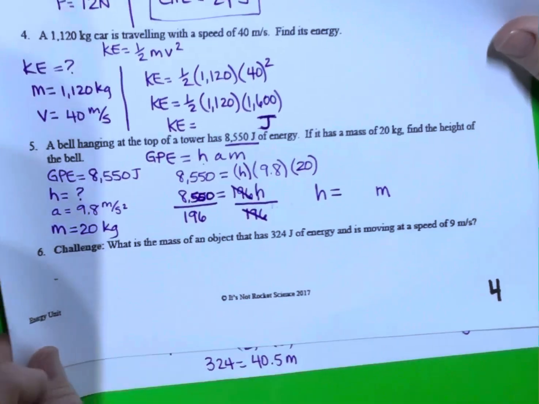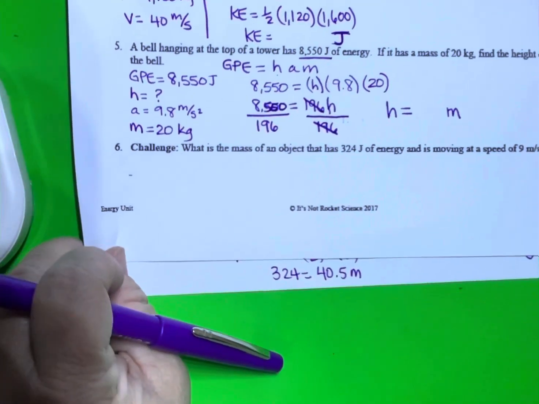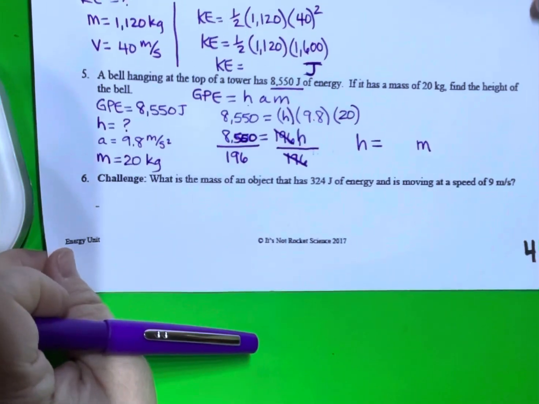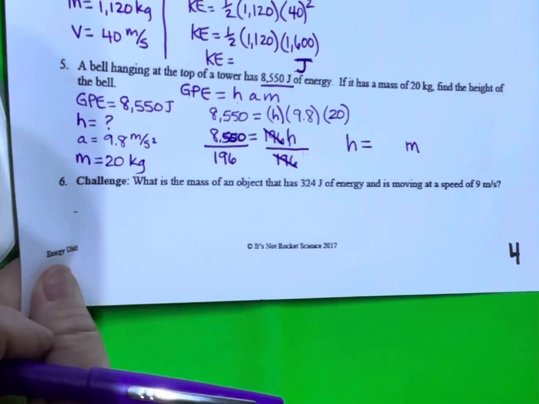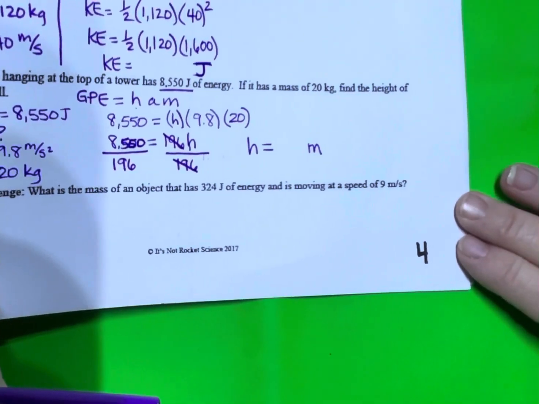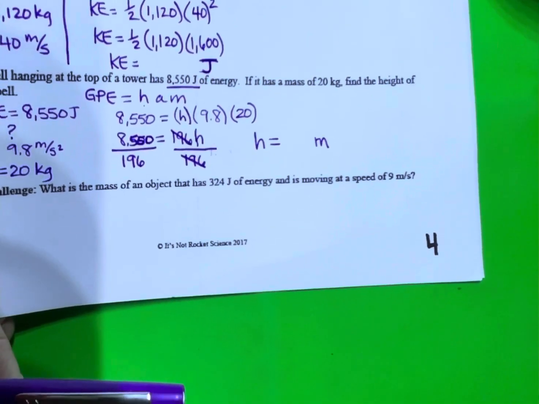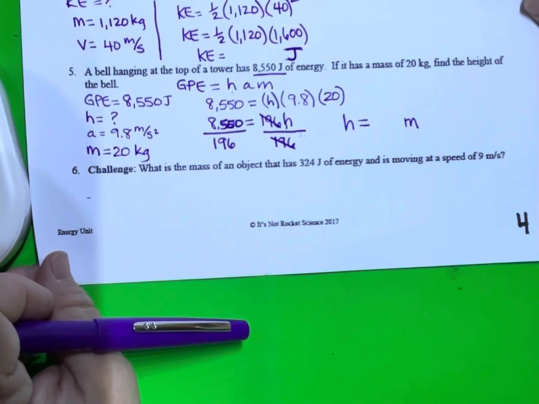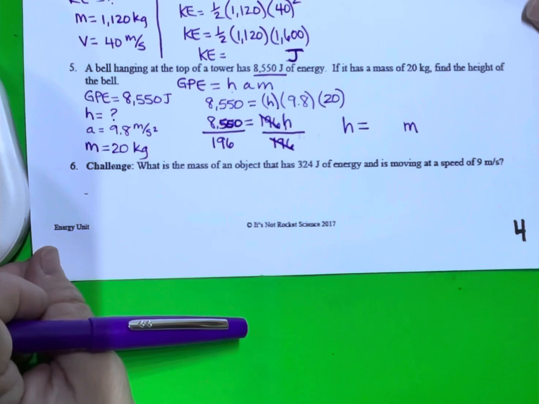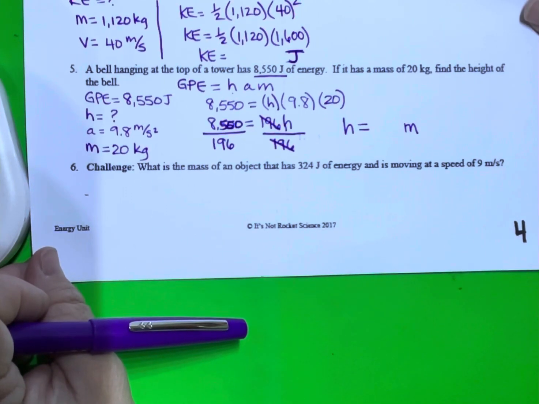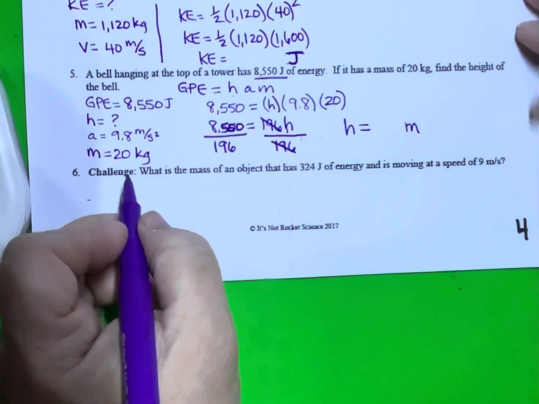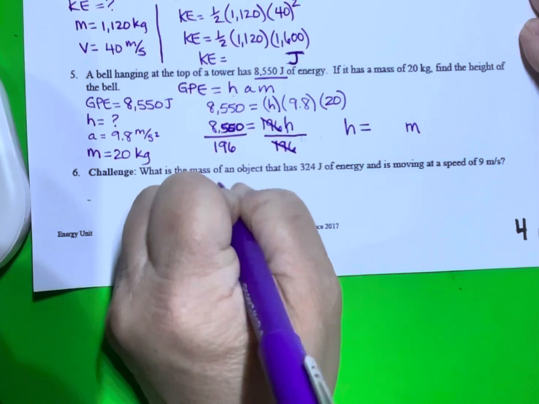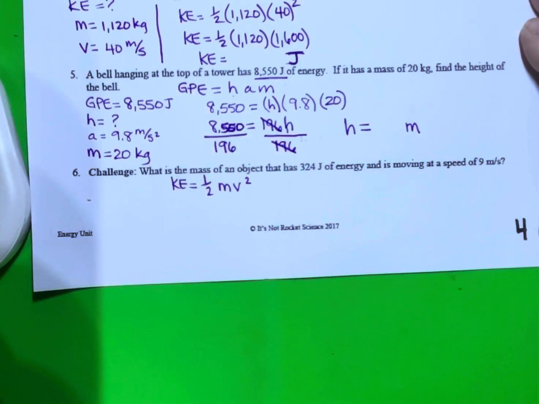Now let's look at the challenge. Piece of cake. So easy. Number 6. What is the mass of an object that has 324 joules of energy and is moving at a speed of 9 meters per second? Okay, so this one is going to be a kinetic energy formula because it gives you a speed or a velocity, and it's asking you for the mass. So we're going to say the kinetic energy is equal to 1/2 mass times the velocity squared.